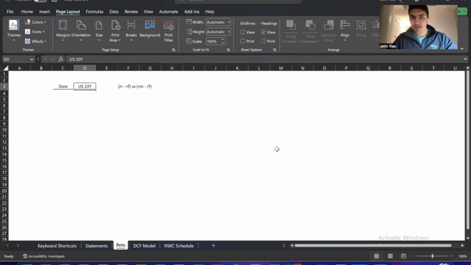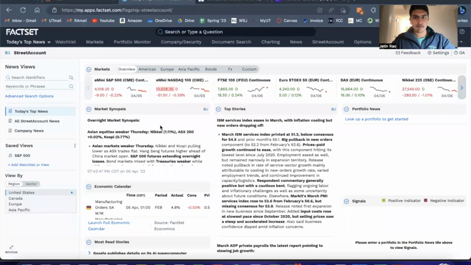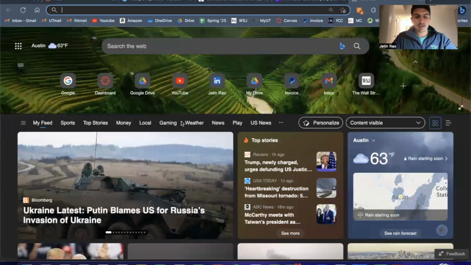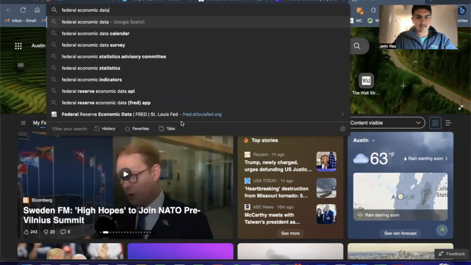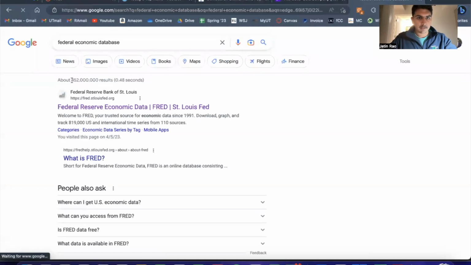So we need US 10-year Treasury rates, because again, this is the risk-free rate. This is the proxy for the risk-free rate that we're going to be using. So where do you go to find that? So we're on Excel right now. Move over to Google and go to the Federal Economic Database, and go to the St.